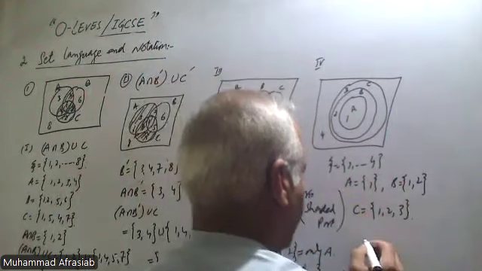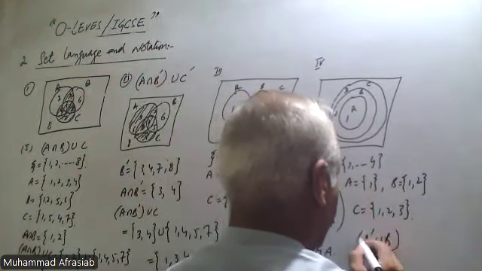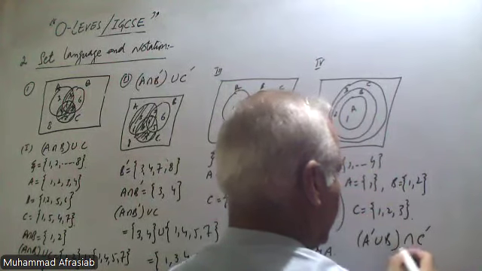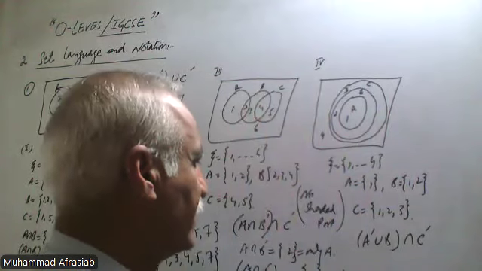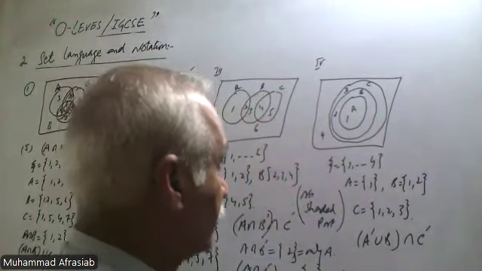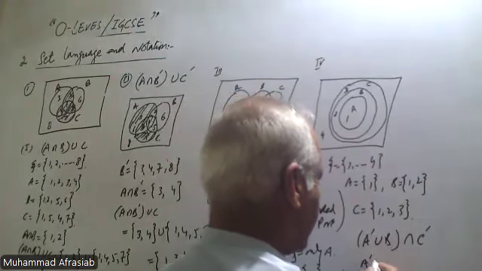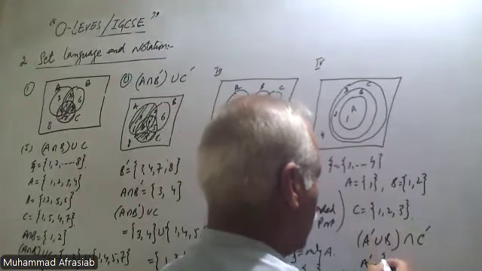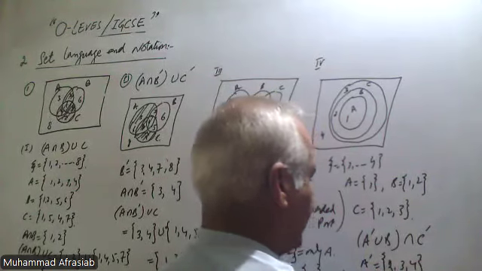And now you are finding A complement union B intersection C complement. This is the condition given to us, and you have to shade it like that. Directly we can write it like this. A complement is basically equal to 2, 3, 4, outside A there.